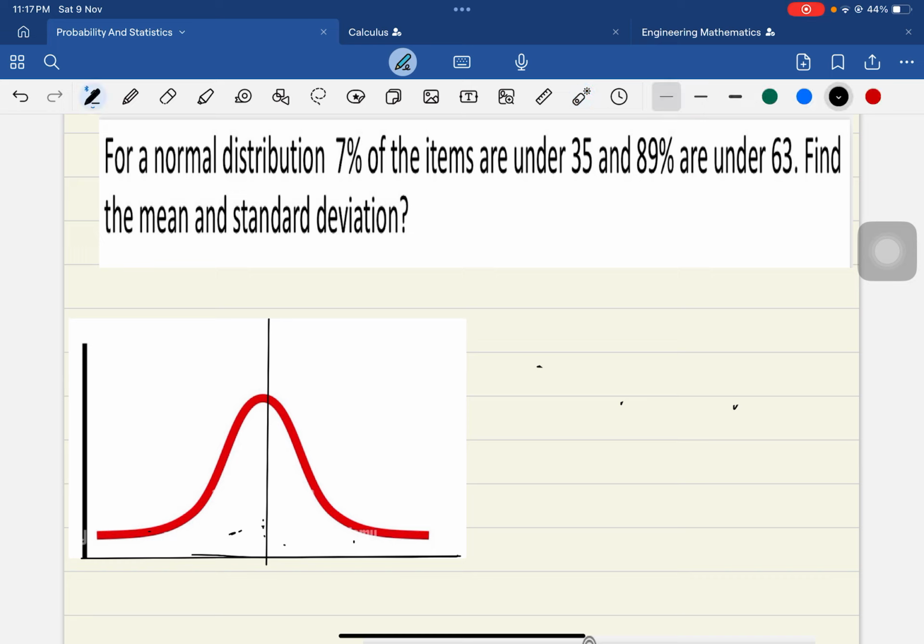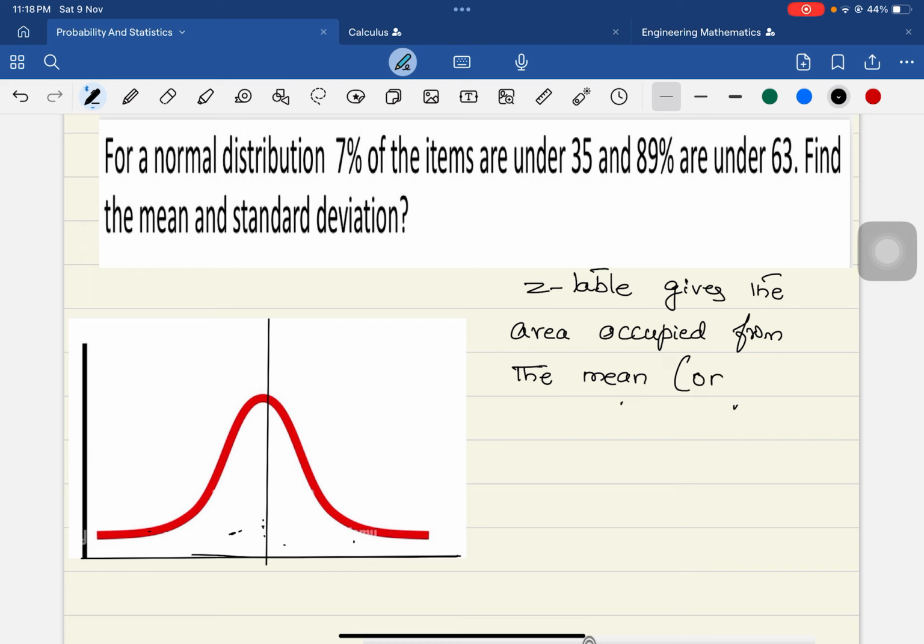So the first important point is about your Z table. What are the values it gives you? The Z table gives the area occupied from the mean. That is the first thing you should understand, from the mean on both sides.